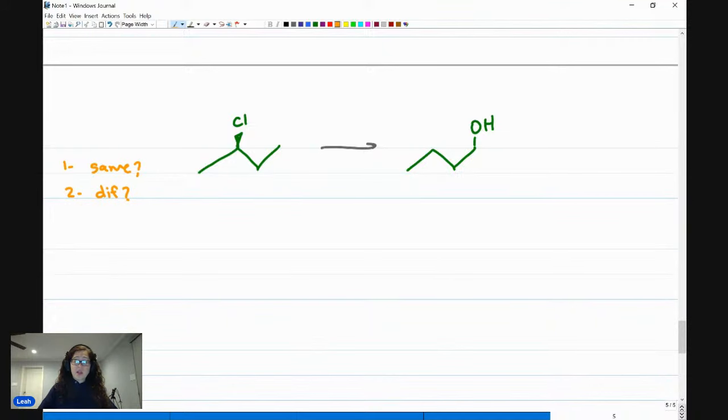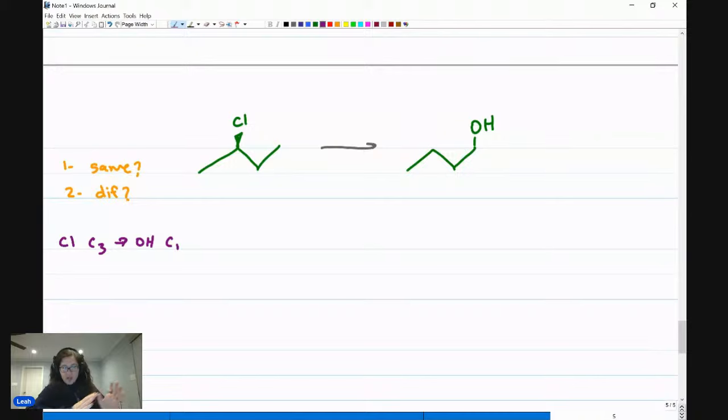What is the same is the number of carbons. What is different is the fact that I have a chlorine on carbon 3 that turns into an alcohol on carbon 1. So I have to find a way to move the chlorine 2 positions and somehow in the process also turn it into an alcohol. Am I trying to move it 2 positions? No, no, no. This is a trick.